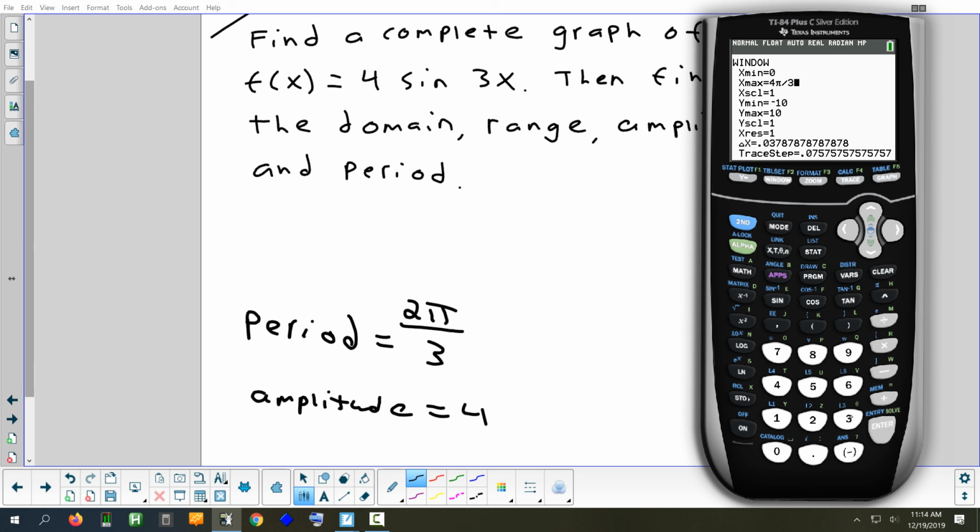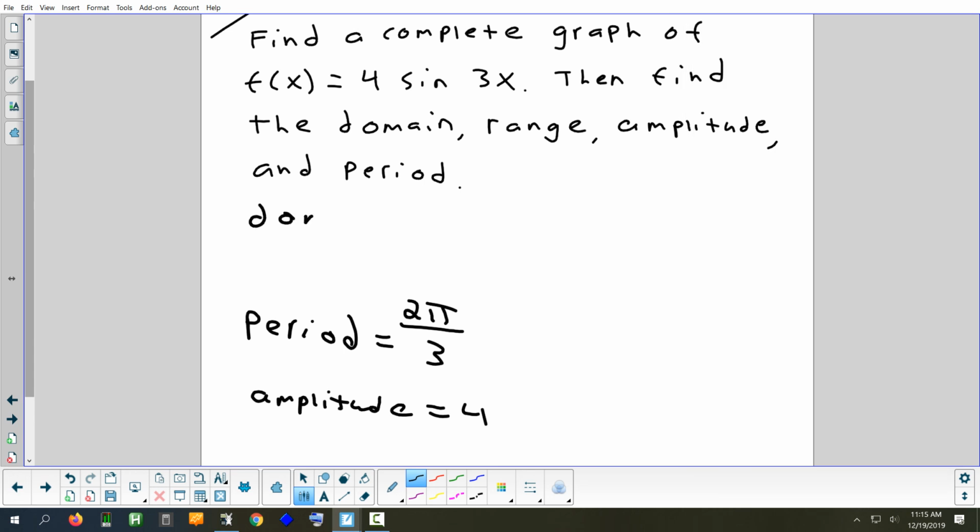Now, you could go 4 pi over 3 to 8 pi over 3. You could do 8 pi over 3 to 12 pi over 3. You could set anything you want as long as the difference between the min and the max is 4 pi over 3. Right, let's hit graph and see what we got. There's 1 full cycle, 1 1/4, 1 1/2, 3/4, and 2 full cycles. All right. So we've got the period, we've got the amplitude.